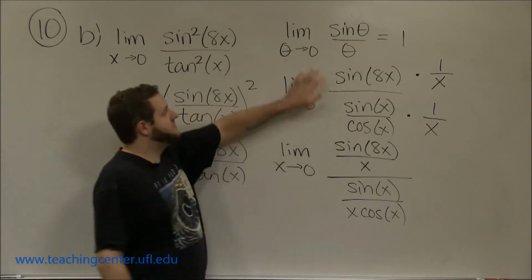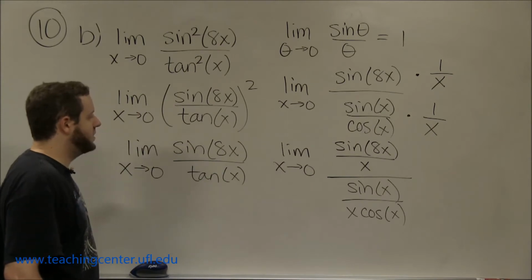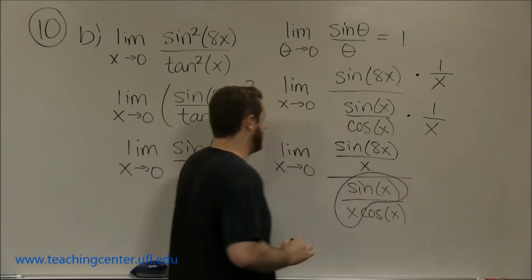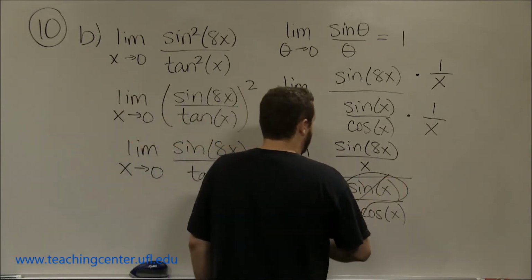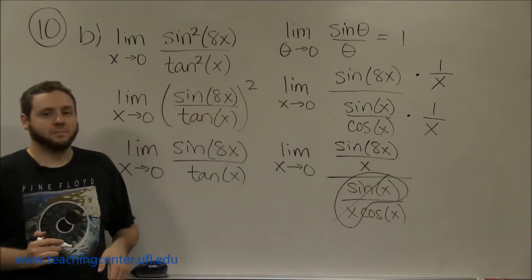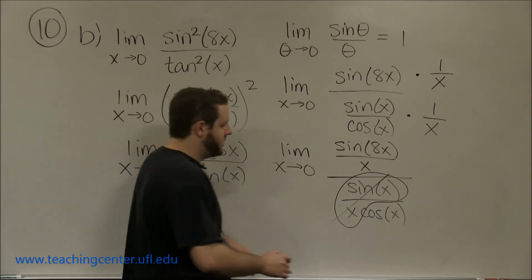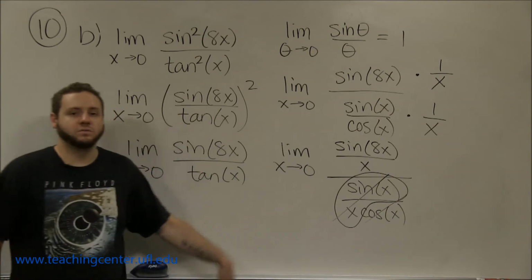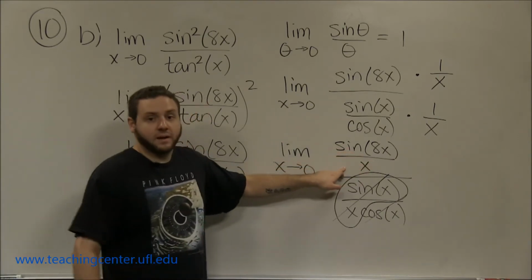Now we're really close to having this identity present in our problem. As you can see here, we actually do have a sine x over x already as x goes to 0, so that would cancel out to give us 1. We still have a 1 over cosine on the bottom, but cosine of 0 is also 1. So our entire denominator essentially is just 1 and it all goes away. So we're just dealing with sine 8x over x.